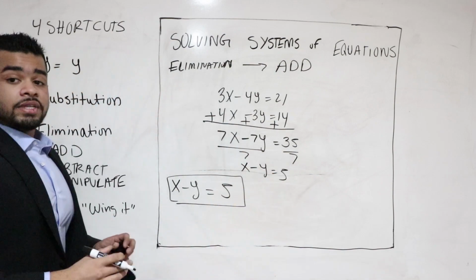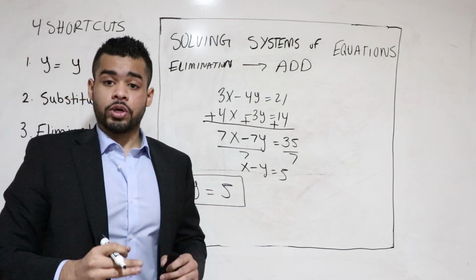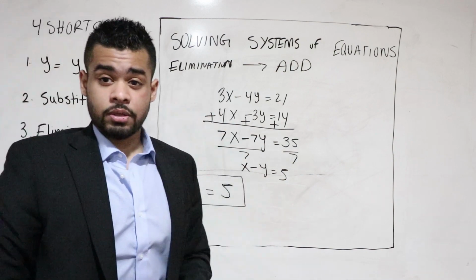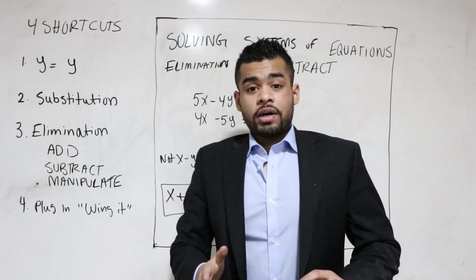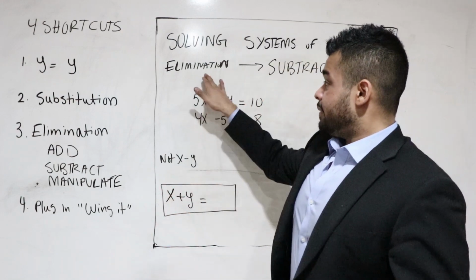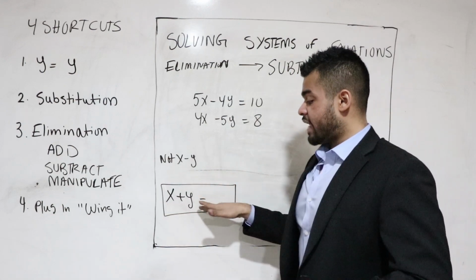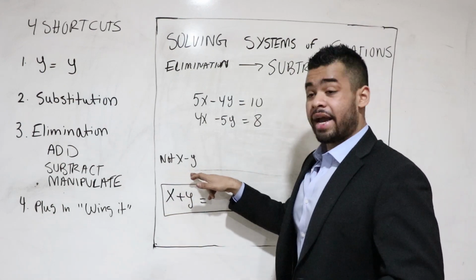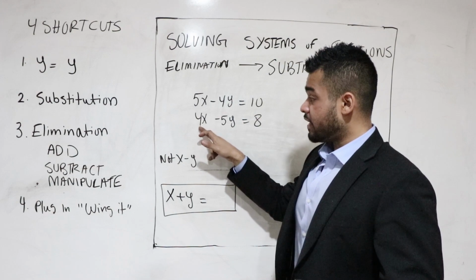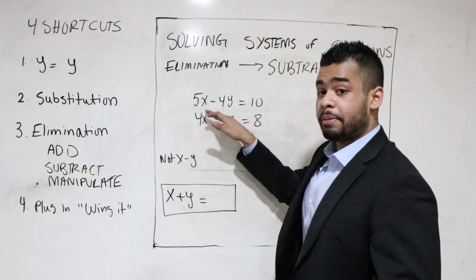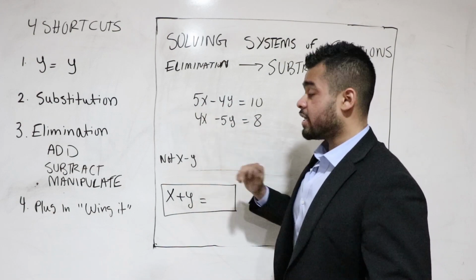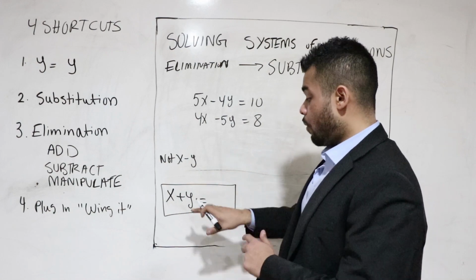So guys, sometimes simply adding or subtracting will work. This is the adding one. I'm going to show you the subtracting one right now. Okay, so this is the one with subtraction. Elimination, still we want to subtract. So now the question is asking what is x plus y, not x minus y. So if I add both sides, add everything, top and bottom, I get x minus y. I don't want that. I want x plus y.